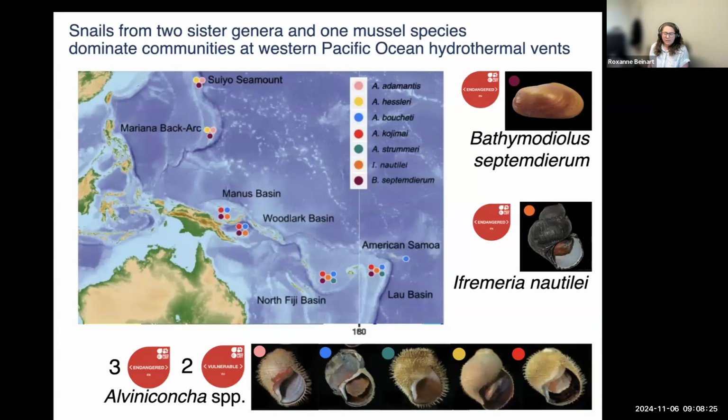So we focus in the lab primarily on a group of snails and mussels that dominate communities at Western Pacific hydrothermal vents. And so this is a map of the distribution of the snail and mussel species across the Western Pacific. We have 5 species from the genus Alvinaconcha shown along the bottom there. They're single species from their sister genus Iphomeria nautili, and then a mussel Bathymodiolus septemdierum. And just to note, all of these species are listed as endangered or vulnerable on the IUCN Red List.